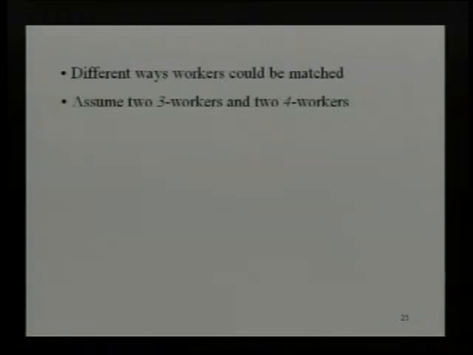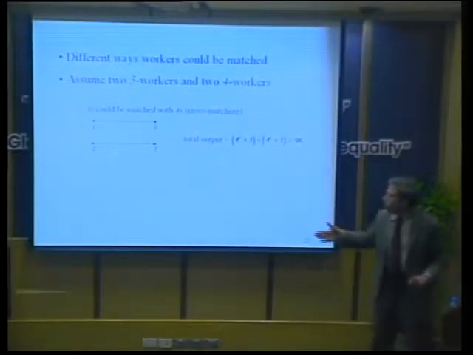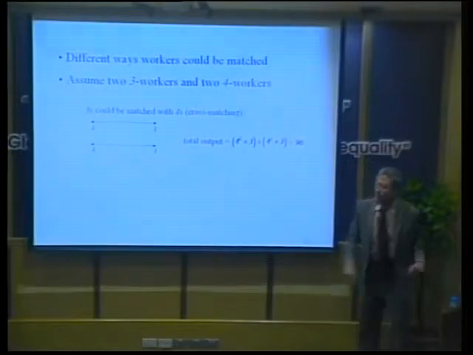But just to give you an example of the different kinds of patterns we could have, let's imagine that the population consists of two workers of skill three, I'll call them three workers, and there are two workers of skill level four, I'll call those four workers. Now, one way that they could be matched is that a four worker could be matched with a three worker, and the other four worker could be matched with the other three worker. I'll call this cross-matching because in this case, each worker is matched with another worker of a different skill level. So that's cross-matching, and this produces a total output of 96.